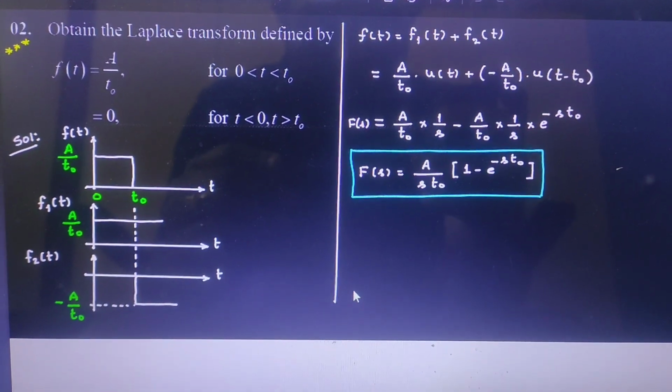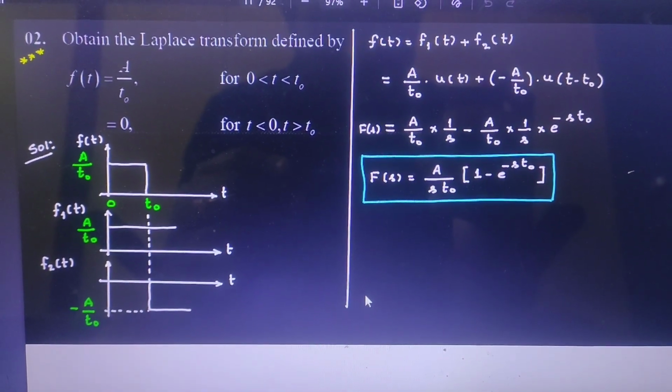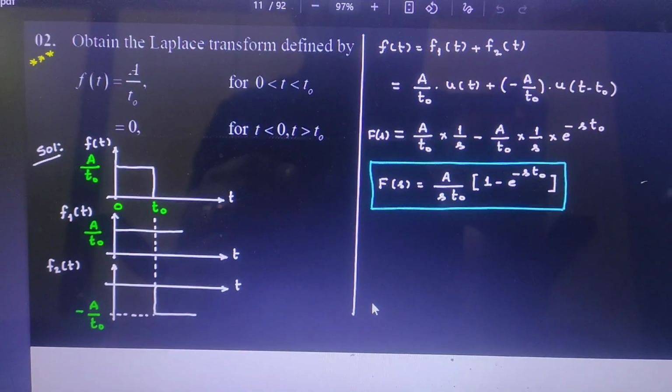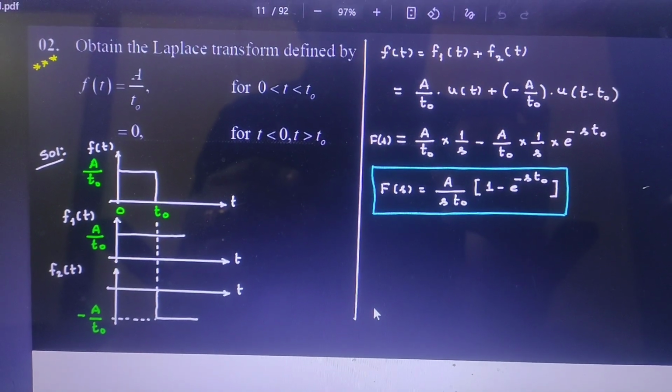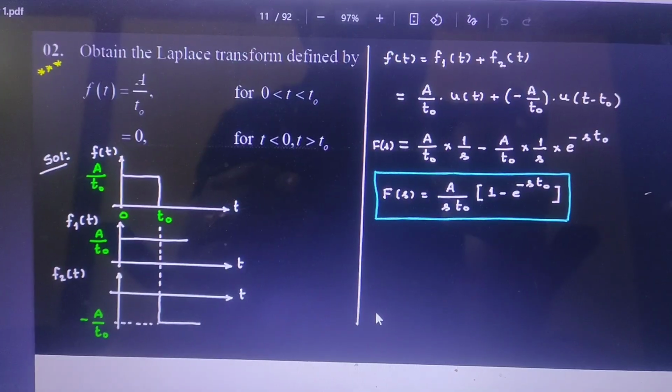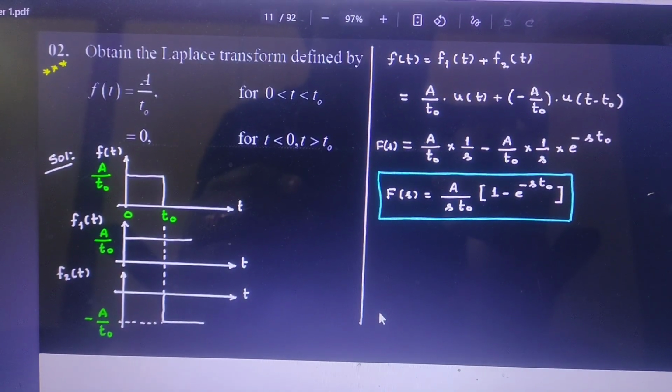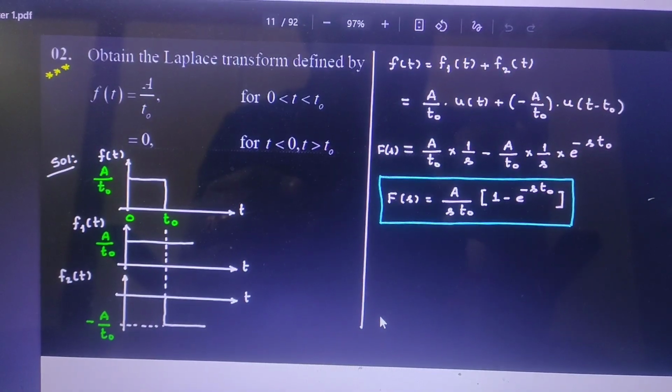In this problem, we are asked to find the Laplace transform of the function defined by f of t equals A by t naught for 0 less than t less than t naught, and 0 for t greater than t naught. Now we have A by t naught for 0 to t naught.